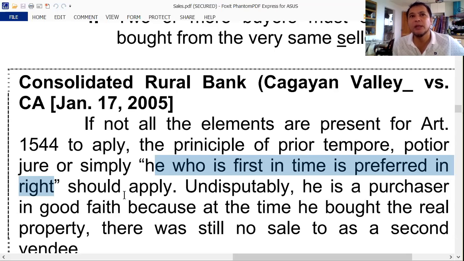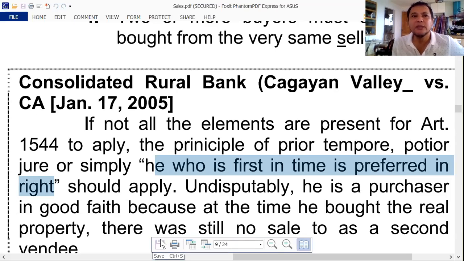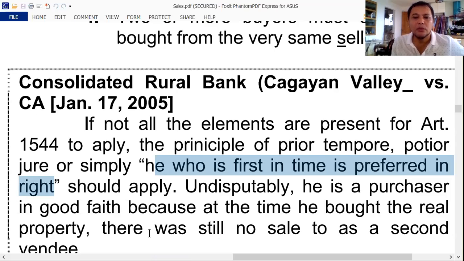So what are the elements of 1544? The one we just read: one, two, three, four, or VOX. Valid sale, same object, two persons with conflicting interest, and one seller. So what is this rule? He who is first in time is preferred in right.